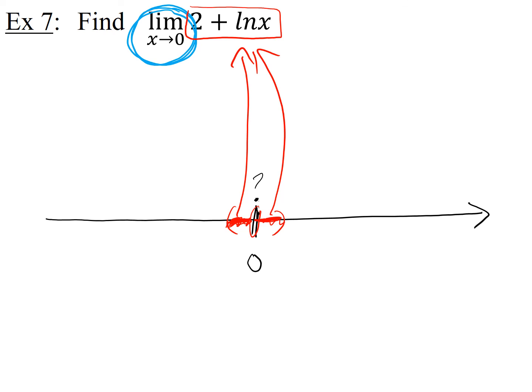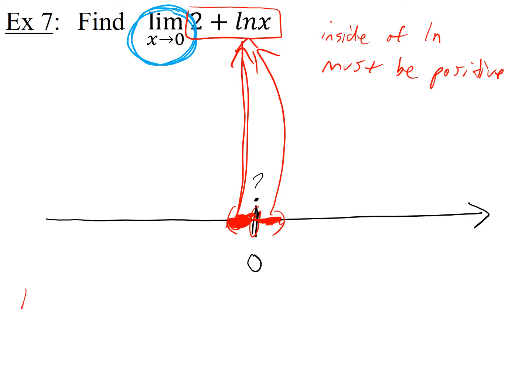But as far as natural log goes, the inside of a natural log must always be positive. So basically that means you can't plug in any numbers on this side of the x-axis into this because you'd get undefined. So whether the right-hand limit exists or not, this full limit cannot exist because you can't even plug in numbers on this side. So that's one reason to explain that this limit doesn't exist.